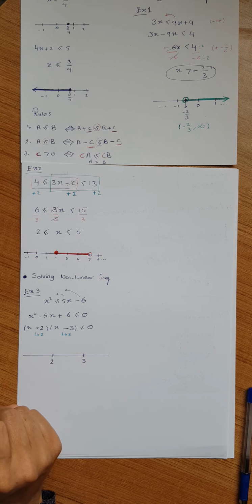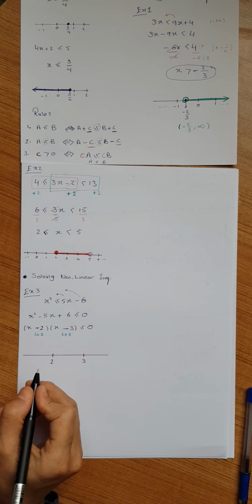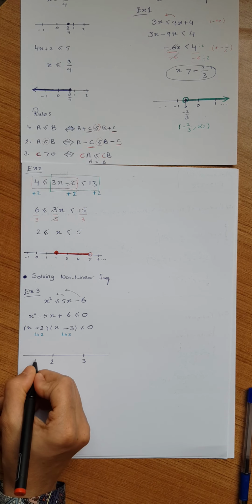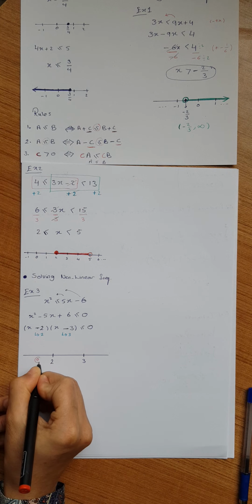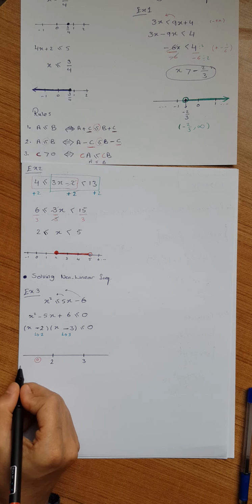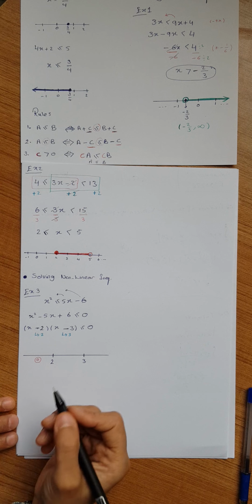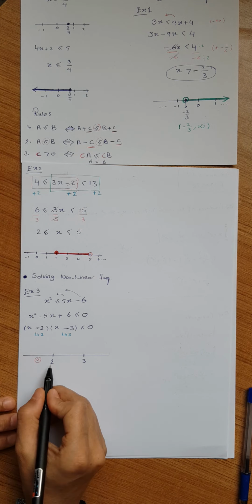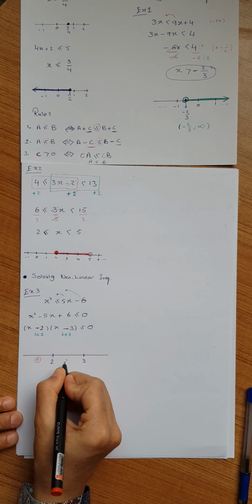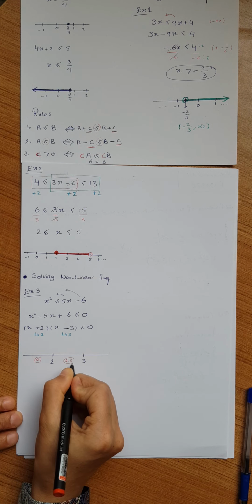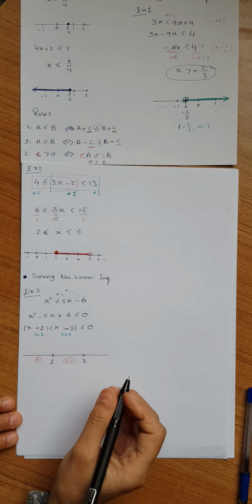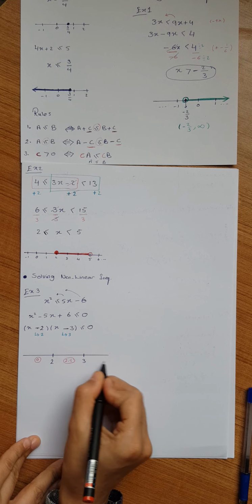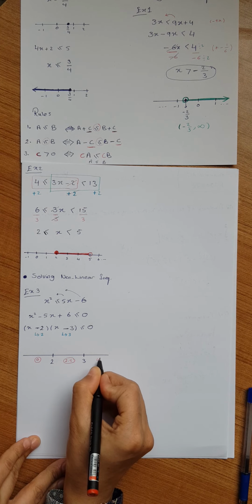Any number that is less than 2, always choose the easiest number. For example, choose 0, okay? Here, choose 0 as a test number. You can also choose 1, you can choose -1, -2, but the easiest one to deal with is 0. So I will choose 0 here. Between 2 and 3, choose 2.5. That one is the easiest number, or any other number, 2.1, 2.9. These are all fine, but we are choosing the simplest one. And for a number that is greater than 3, we will choose 4.